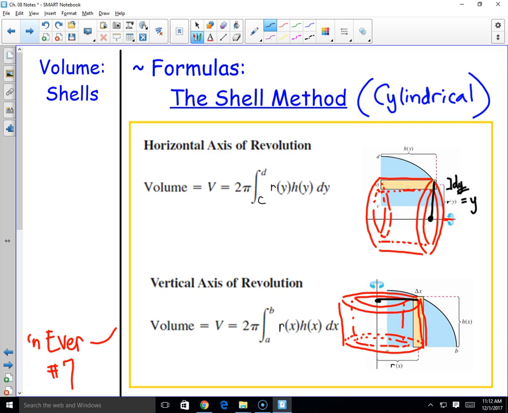And then in this one, when I'm rotating around the vertical axis, I'm cutting parallel. That is my thickness, dx. That's rotating around. My r of x is going to equal, well, this one hasn't shifted anywhere. So in this one, my r of x is going to equal x minus 0. And then my height is going to be top minus bottom. So we're dealing with right minus lefts and top minus bottoms.